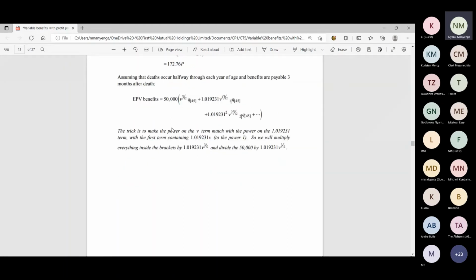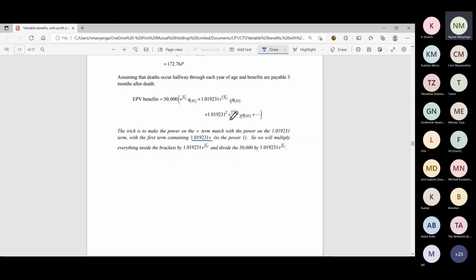As I said earlier, we need to make sure that the power on the v term, the v function, is the same as the power on the term that would be increasing the assurance benefit. So we have to ensure that they have the same power.